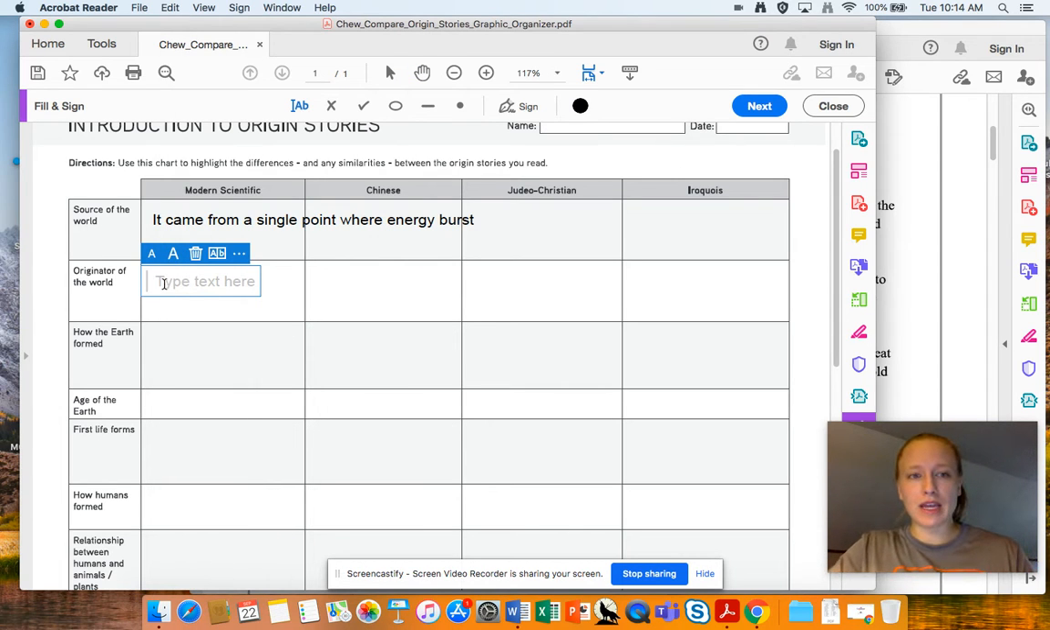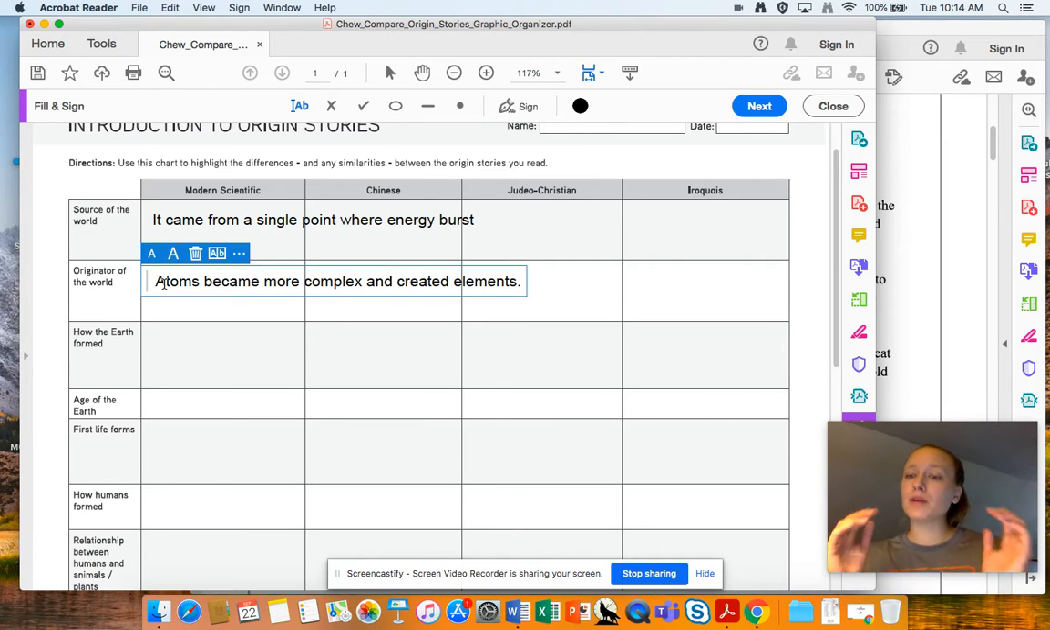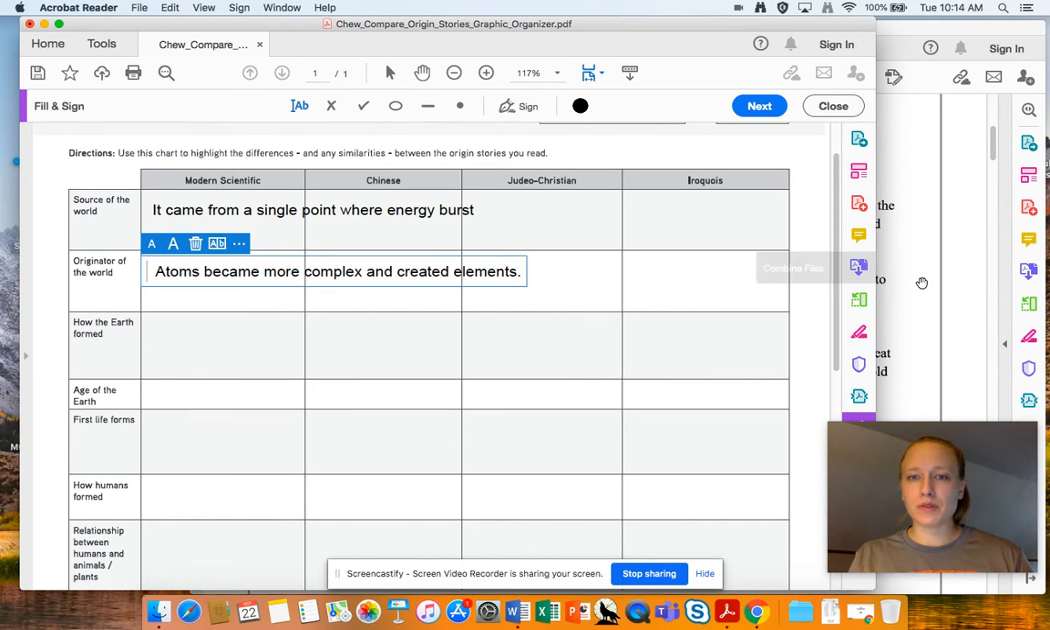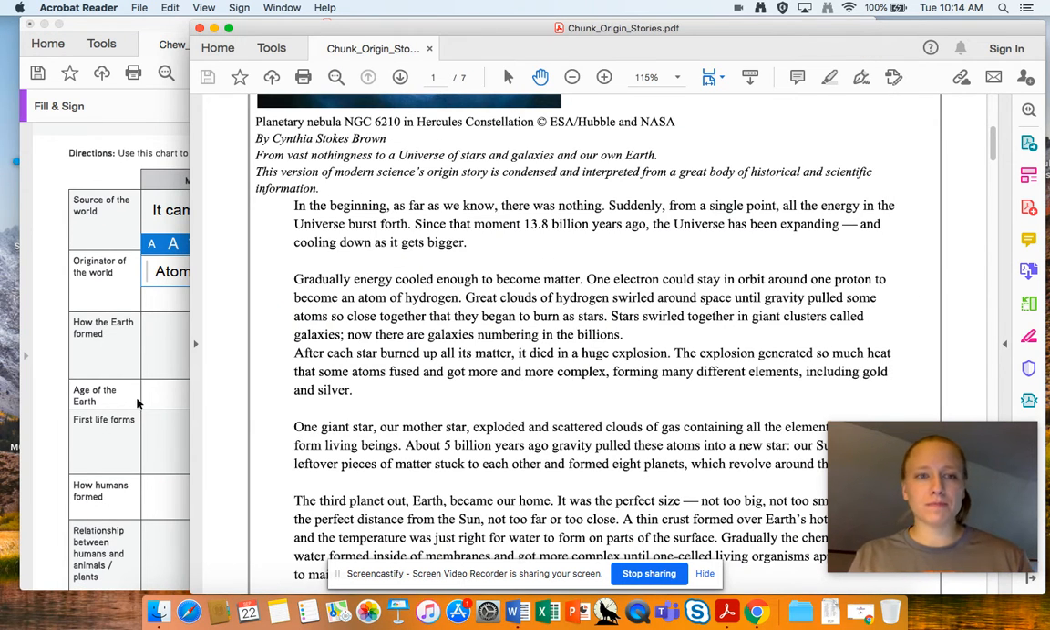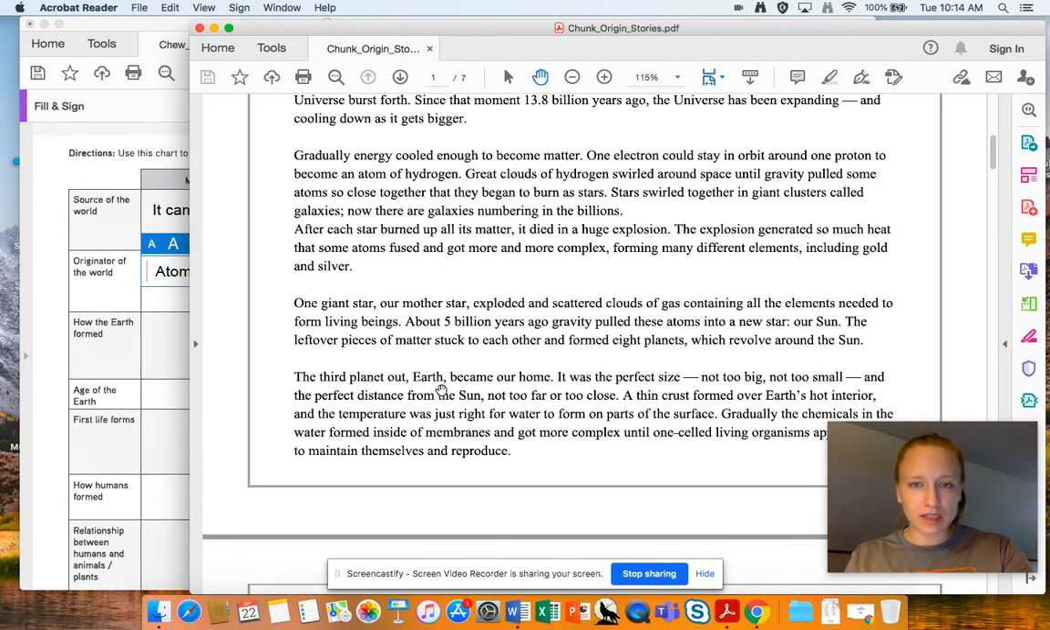I'm going to say atoms became more complex and created elements. And elements are the building blocks of everything that we see in the world, such as the examples they gave of gold and silver. Okay, how was the earth formed? So now we got to get down to here, to Earth.